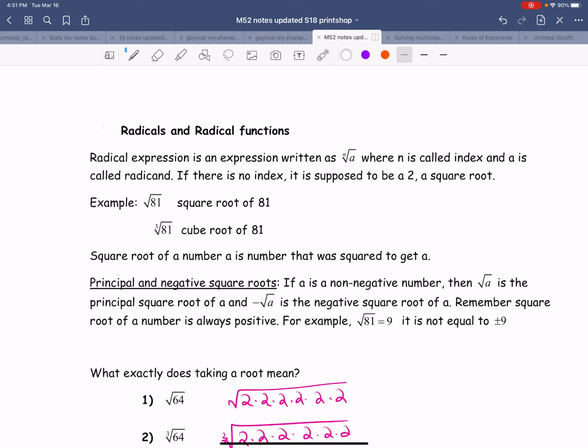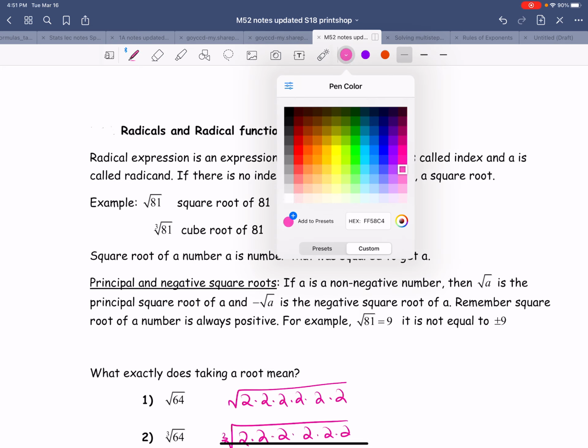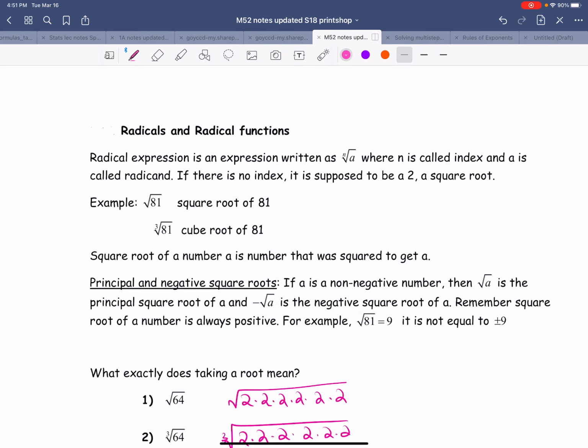In this video, we are going to look at radical functions, and simplifying radical functions. So what is a radical? A radical is a function written in the form of the nth root of a. This is a radical.